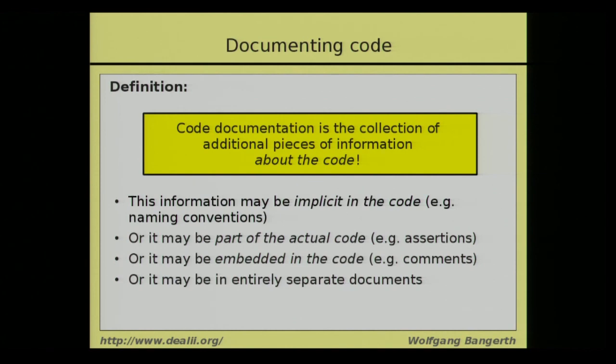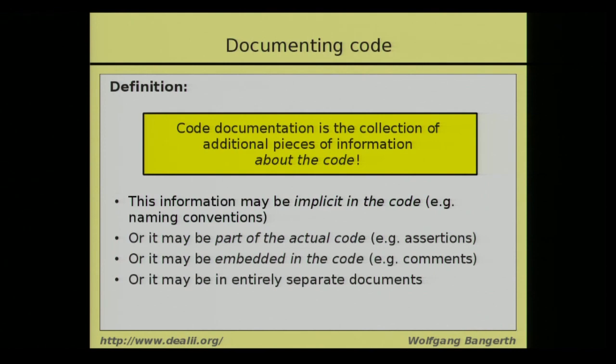So for example, it could be implicit in the code. For example, in deal.II, when we have functions that return the number of something, we often call them n underscore something, so n_cells, n_active_cells, and so on and so forth. So in a sense, this is documentation as well, right? It is something that explains to the reader, without actually saying very much, what this function does, namely it returns a number. This is implicit documentation, if you want.